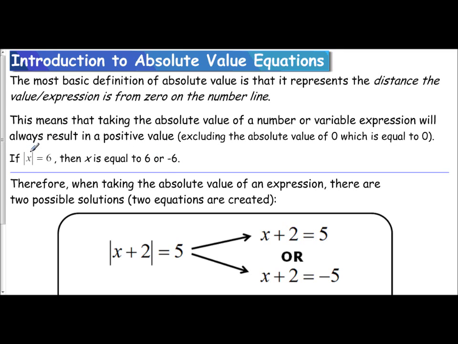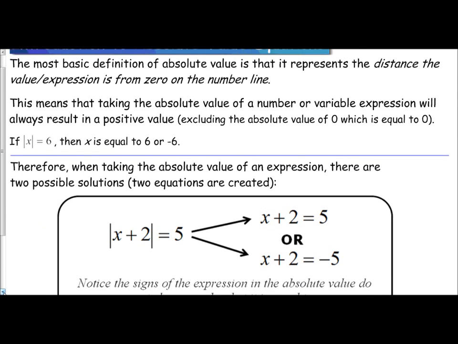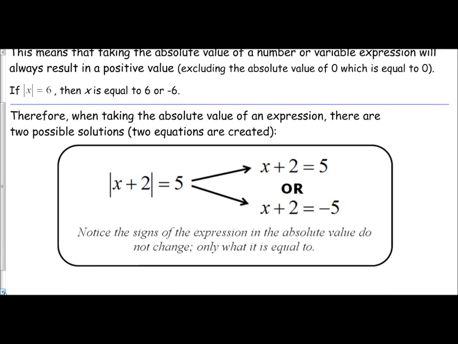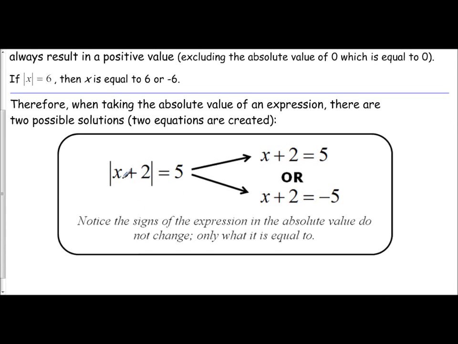When you are solving absolute value equations, when you're taking the absolute value of an expression, you need to split it into two equations. So for the absolute value of x plus 2 equals 5, that means x plus 2 is located 5 units from 0 on the number line, which means it can be located at 5 or at negative 5. So we split it into two equations and solve each one separately.